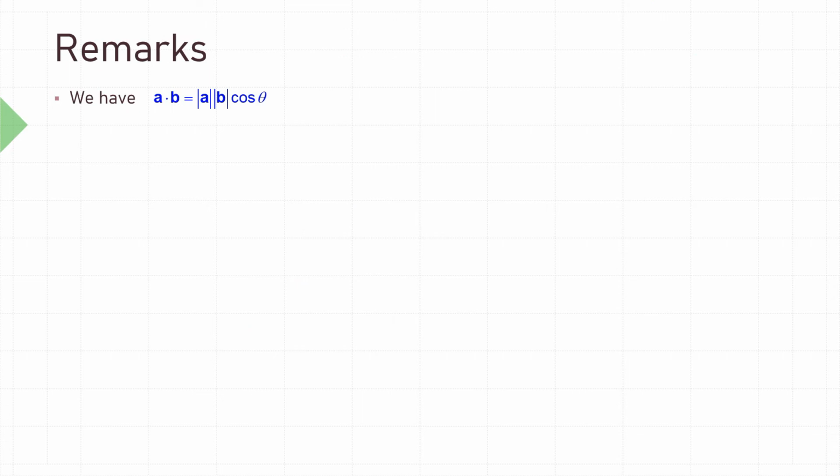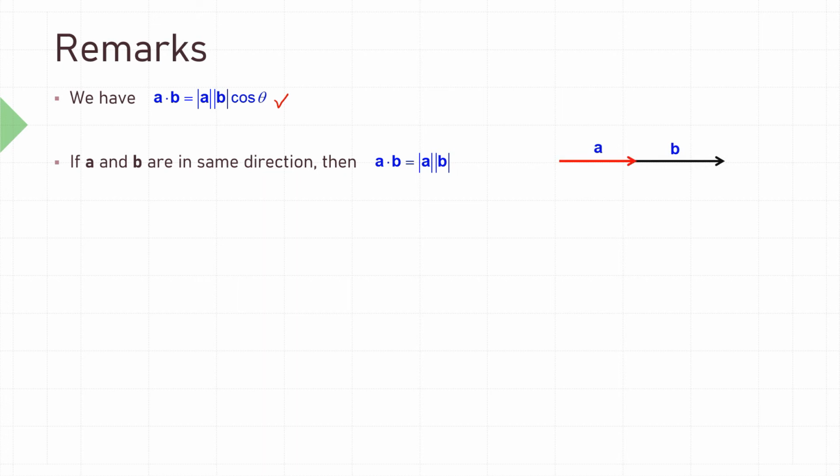We can make some remarks here. Suppose we already have a dot, the dot product is given by this formula. Suppose A and B are in the same direction, then A dot B is equal to magnitude of A multiplied with magnitude of B. Why? Because when we have A and B in the same direction, meaning to say that theta, the angle between these two vectors, is 0. So when you plug in cos 0 here, cos 0 is actually 1, so magnitude of A multiplied with magnitude of B multiplied with 1, so we just have that part.